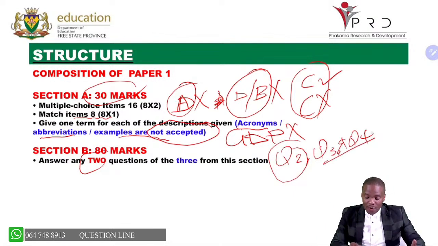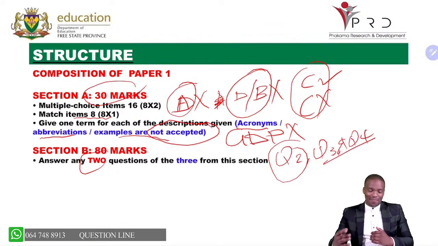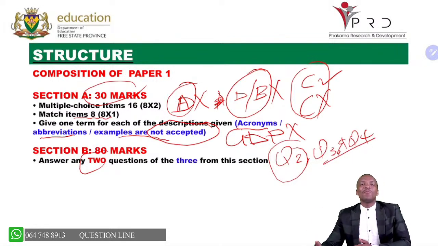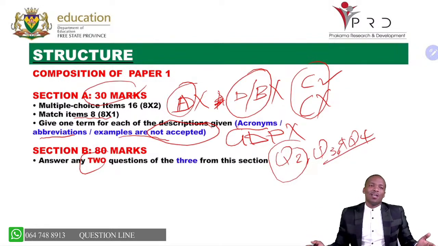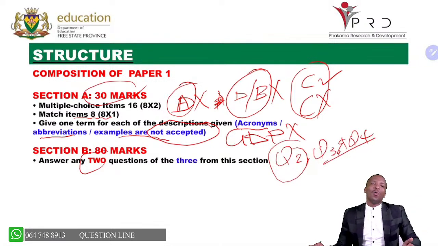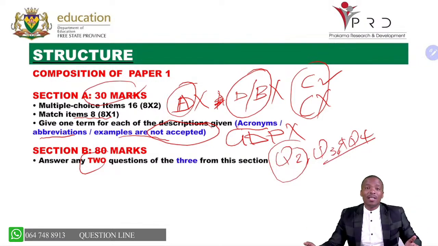Then you are left with a choice here. Question 3 or question 4. Most of the time, candidates do not even get to section C. Why? Because they write all the questions. They write question 2, write question 3, write question 4. Then they don't get to section C, and then we say time is up. So the instructions are clear.